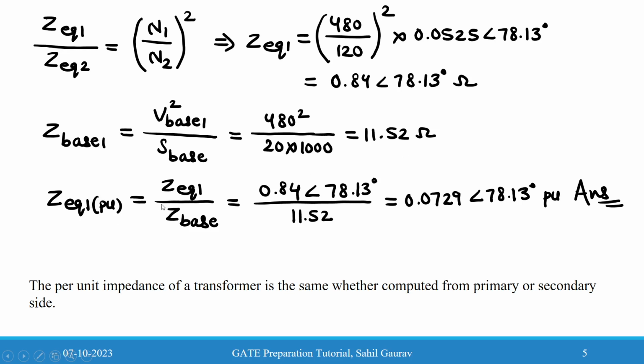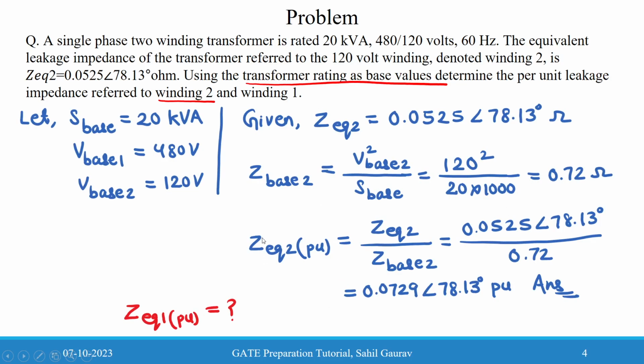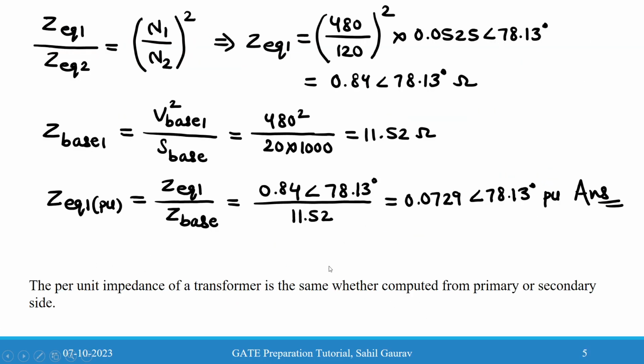Now we will put this base quantity and actual quantity in the per unit expression, and you will get the answer. Z equivalent 1 per unit will be 0.0729 at the angle of 78.13 per unit. And here you can see that Z equivalent 2 is the same value. So both are equal. This is also one advantage of using the per unit quantity. So you can say that the per unit impedance of a transformer is the same whether computed from the primary or secondary side.